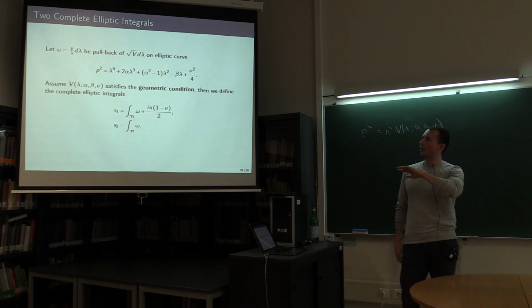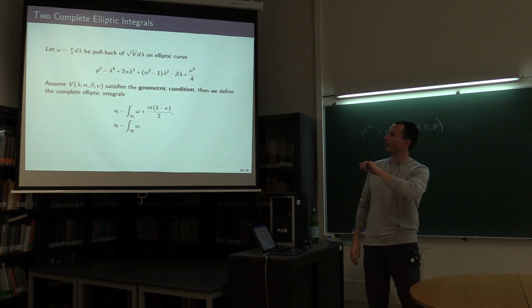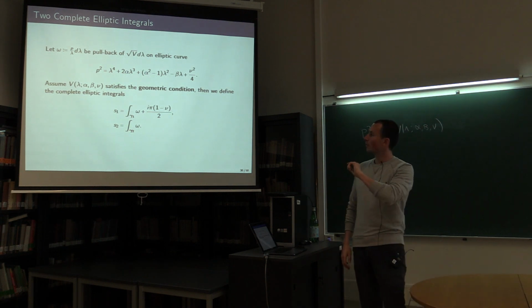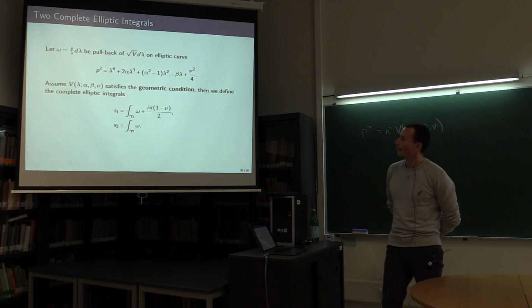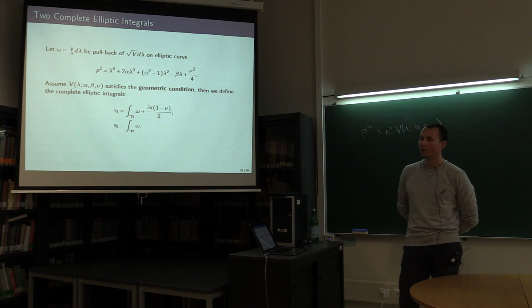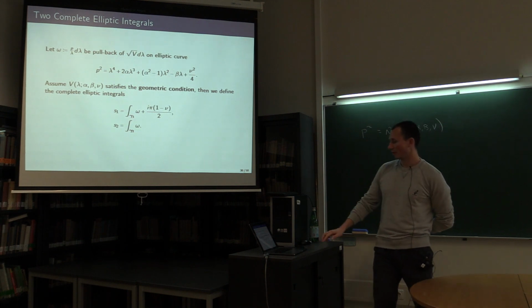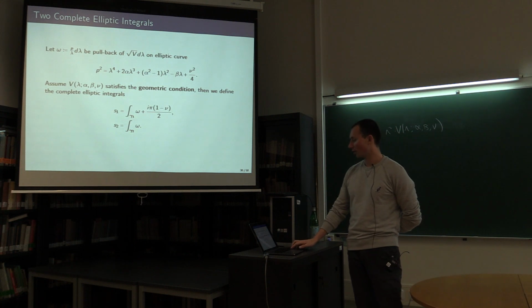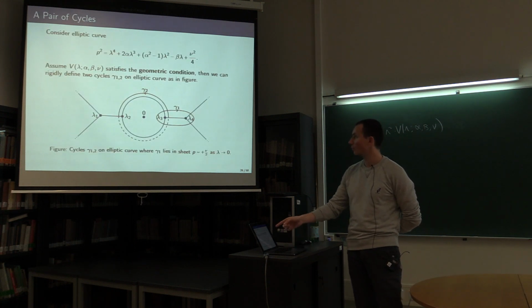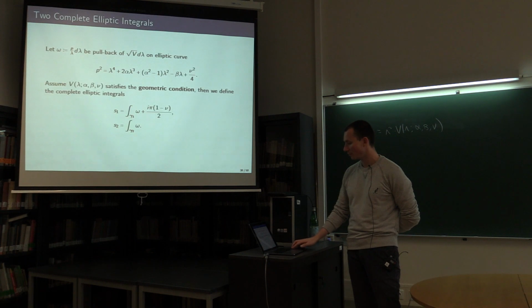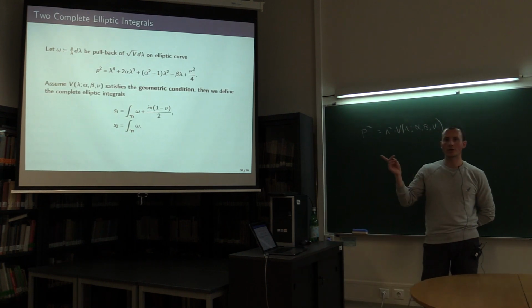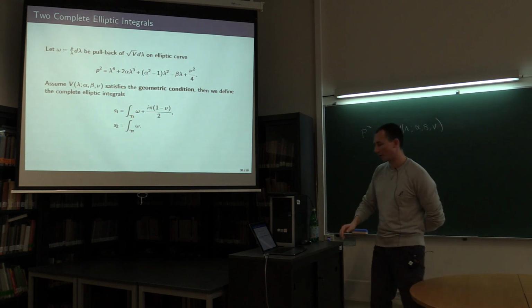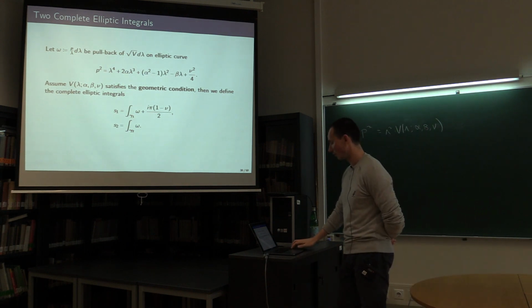So we take the pullback of the square root of V dλ. So we get this meromorphic differential omega. And S1 and S2 are these complete elliptic integrals along gamma 1, gamma 2, so along these cycles over here. So in the WKB analysis, asymptotically, these complete elliptic integrals show up.